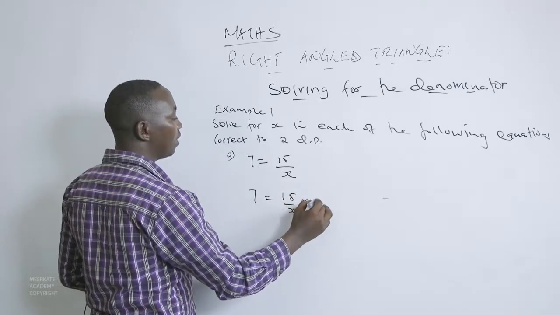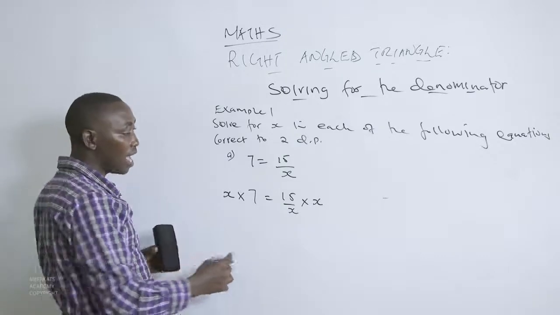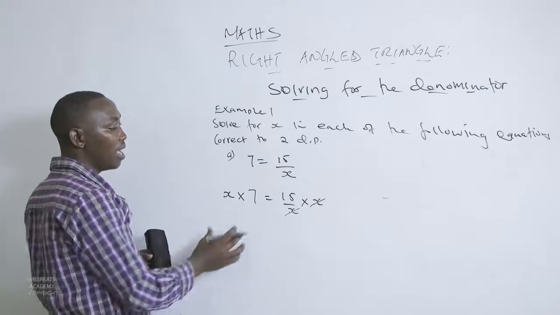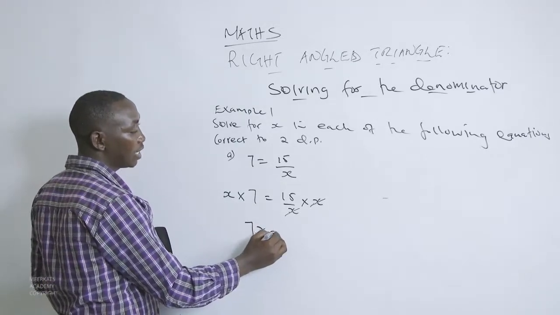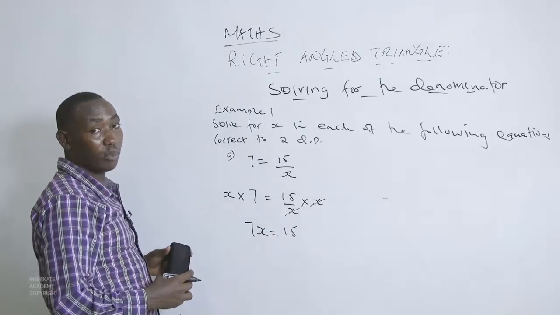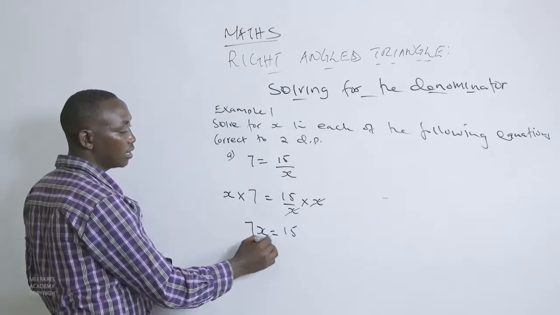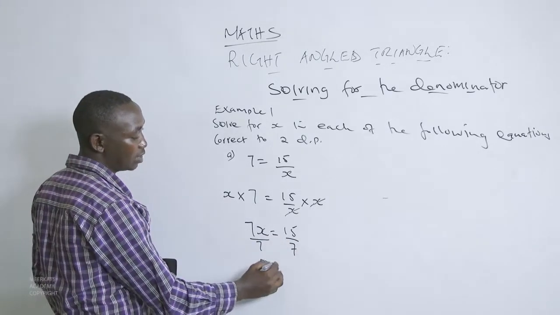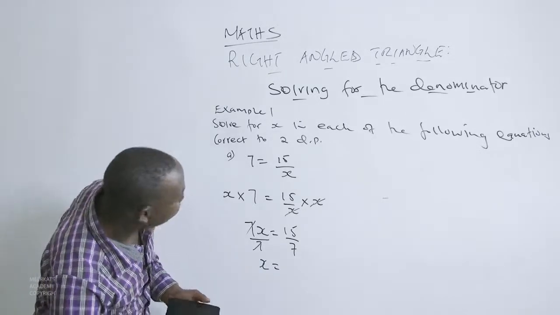So we multiply the right hand side with x. We also multiply the left hand side with x. X and x will cancel on the right hand side, and 7 multiplied by x on the left hand side will leave us with 7x is equal to 15. And therefore, for you to be able to get the value of x, we need to divide both sides by 7. So we divide both sides by 7 for us to have x on the left hand side being equal to 15 divided by 7.